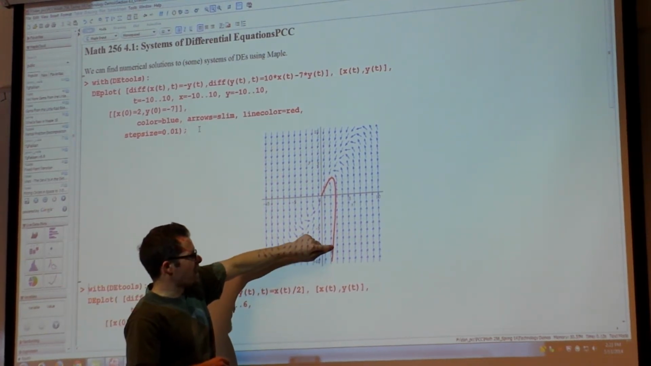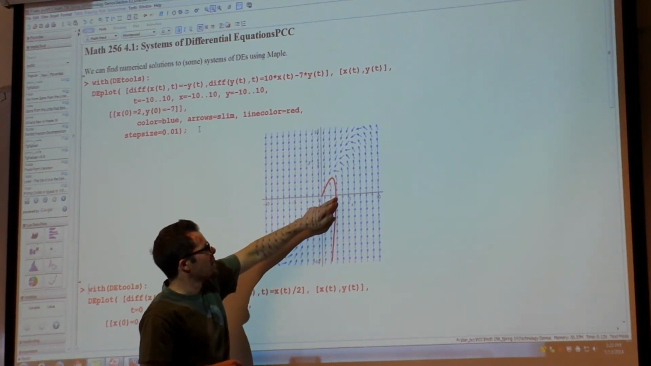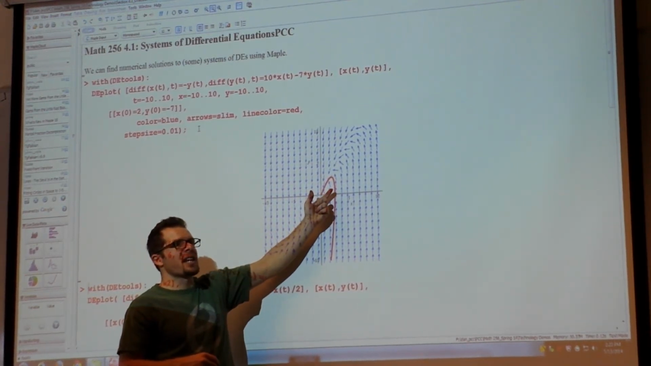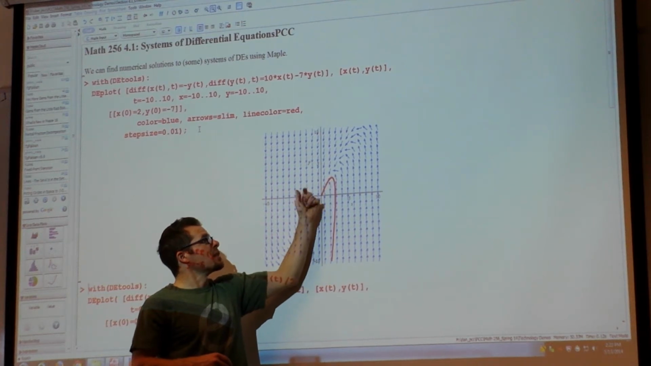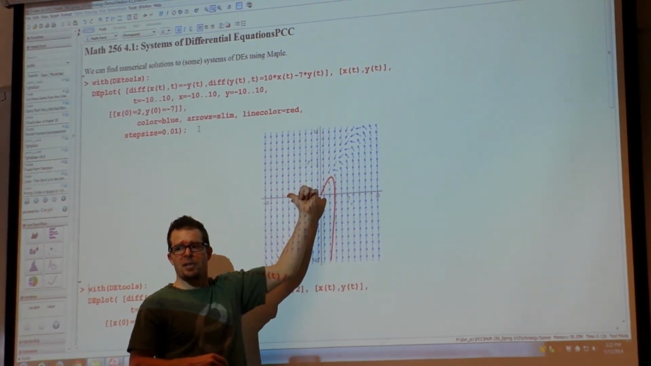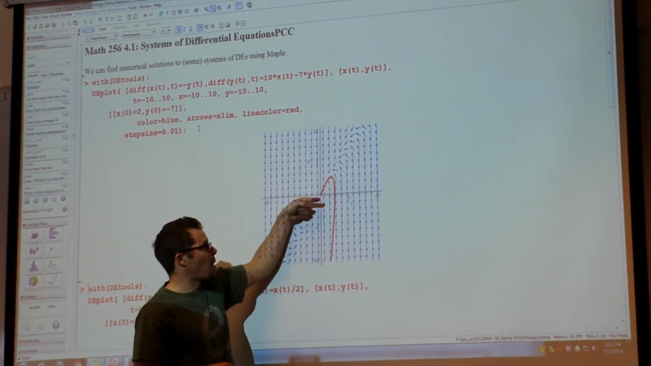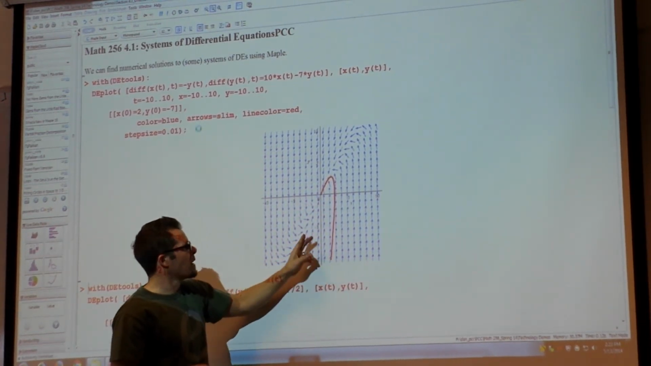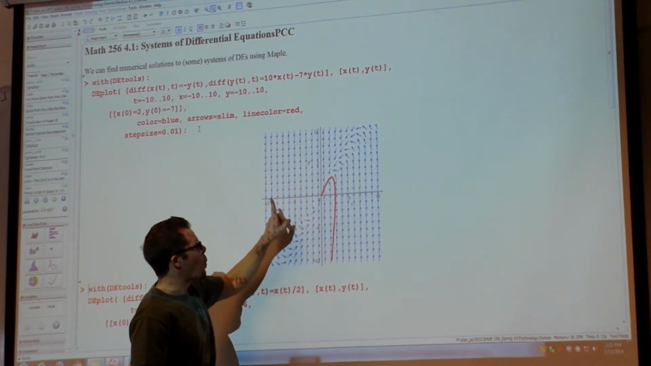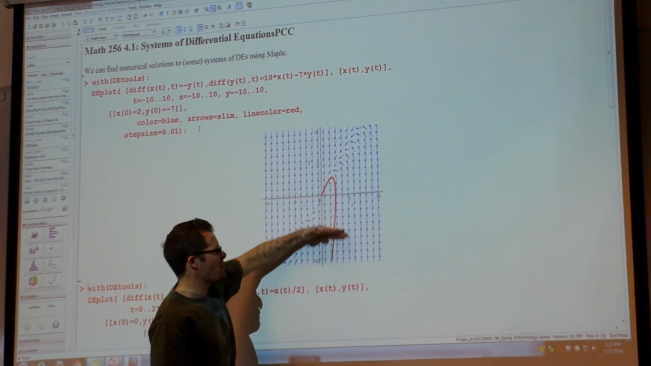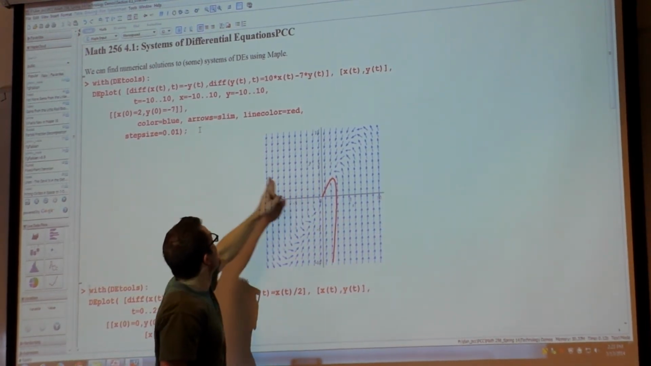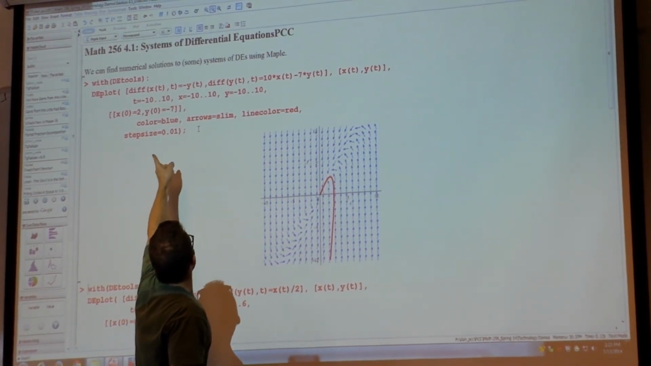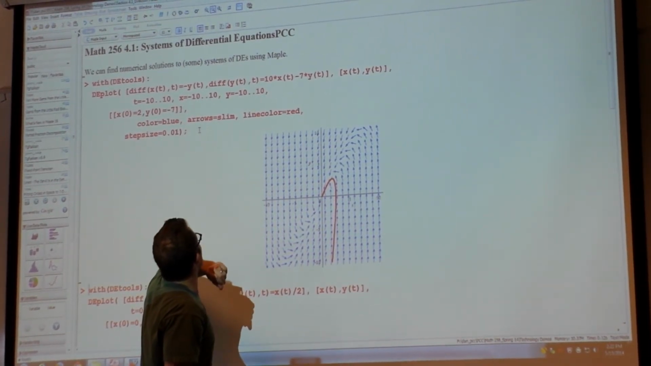So it graphs, and the independent variable is t. If x prime of t is negative, that means x is decreasing, so it could be moving to the left. If x prime of t is positive, that means x is increasing, so x would be moving to the right. And it looks like for most of this, y prime is positive, which means the y value is increasing. Okay? And the initial condition we gave it was x of 0 equals 2.